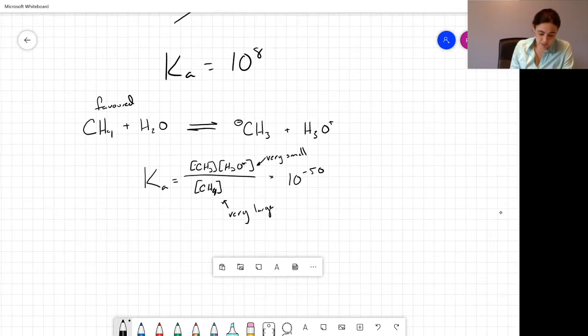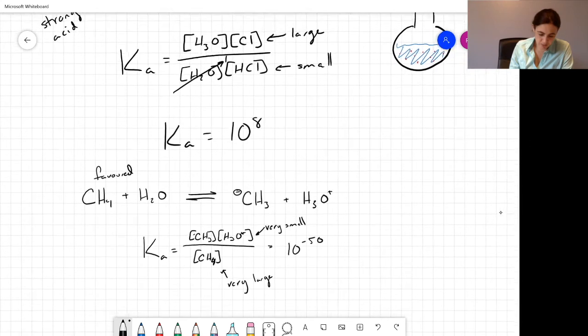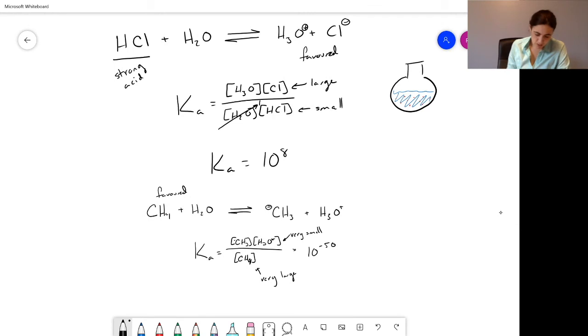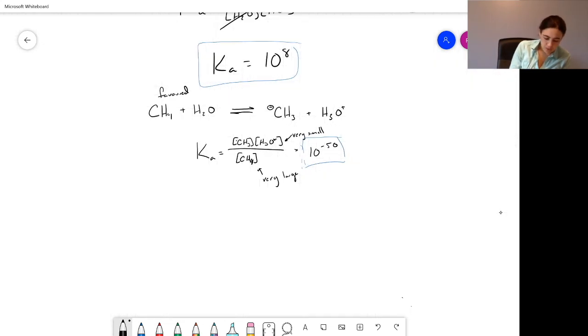So let's take a look at the two numbers that we have just generated in talking about our two systems. And we'll see that we are dealing with very large values, right? 10 to the 8th and 10 to the 50th. So these are kind of clunky numbers to have to be dealing with. So to simplify how we talk about these, we've converted this into pKa's, which is the negative log of the Ka.